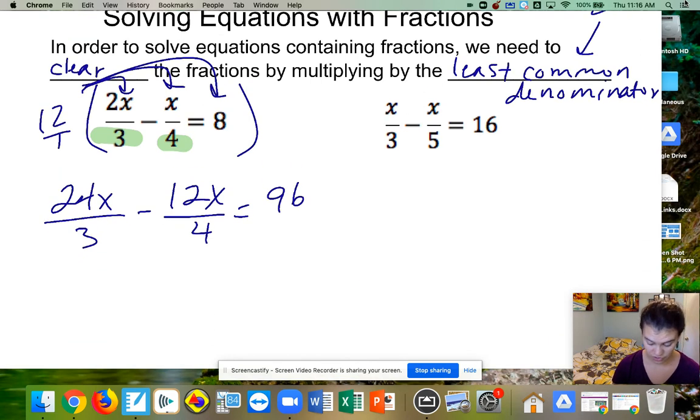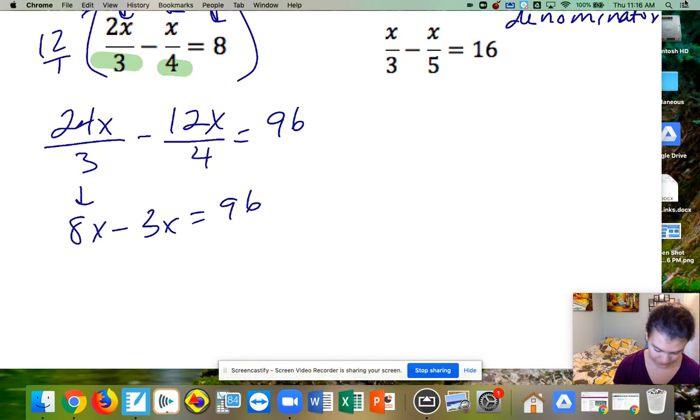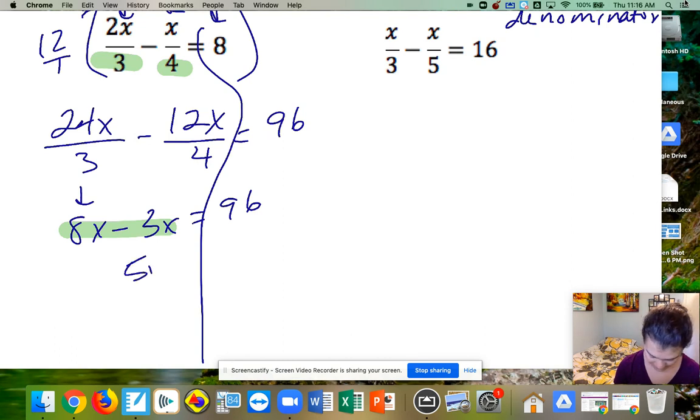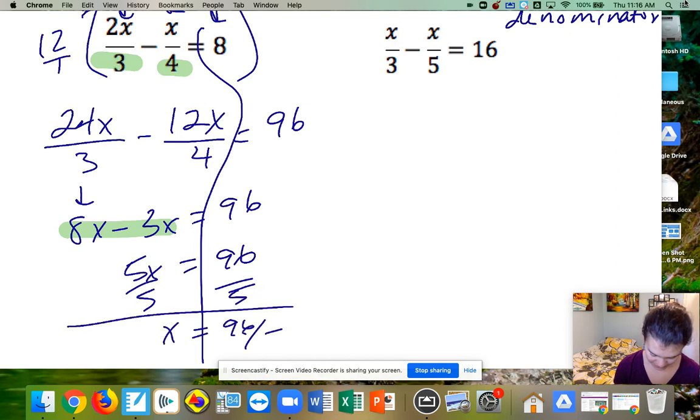And now you can solve. So simplify first. This becomes 8x minus 3x equals 96. You can combine like terms here, right there. Draw my line in. And you'll end up getting 5x equals 96, divided by 5. x equals 96 fifths. And then check to make sure you can simplify. This one you can't, so we're just stuck with 96 fifths.